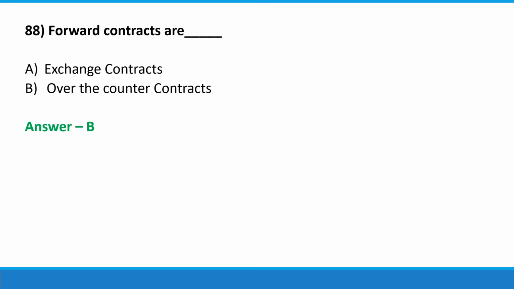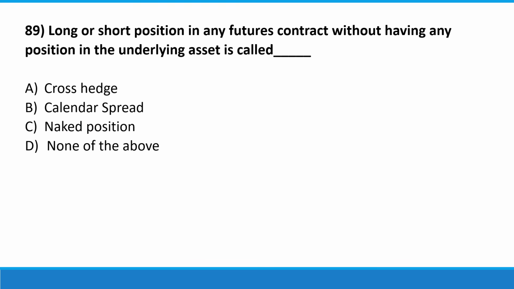Forward contracts are exchange contracts or over-the-counter contracts. The correct answer is option B. Over-the-counter contracts. Long or short position in any futures contract without having any position in the underlying asset is called: option A, cross hedge; option B, calendar spread; option C, naked position; and option D, none of the above. The correct answer is option C.